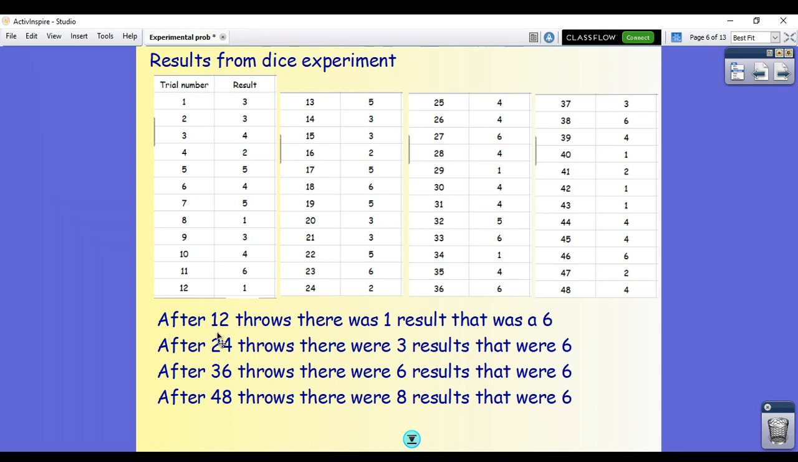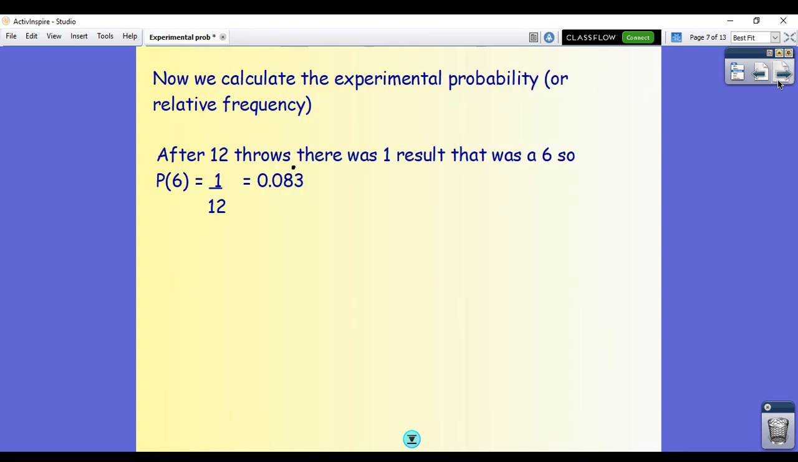In summary, after 12 throws, there was 1 result that was a 6. After 24 throws, there were 3 results that were a 6. After 36, I had 6. And after 48, there were 8. I calculated the experimental probability and look at how it changed after the increasing number of throws.